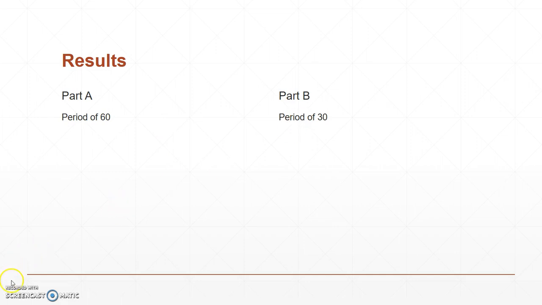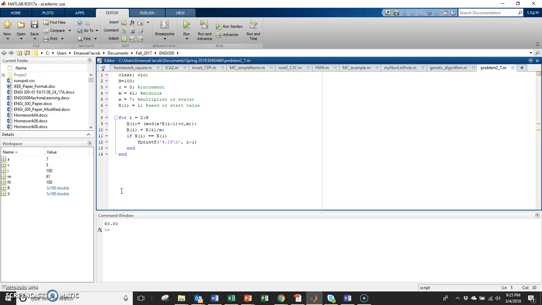So let's check that out in MATLAB. Alright, so here we are in MATLAB. Normally this would be a linear congruential generator, but because we set C equal to 0, this becomes a multiplicative congruential generator. And we've set the same parameters that I showed you previously, and we can run this. This gives us a period of 60. So with n equal to 100, every 60 random numbers, we start getting a repetition.